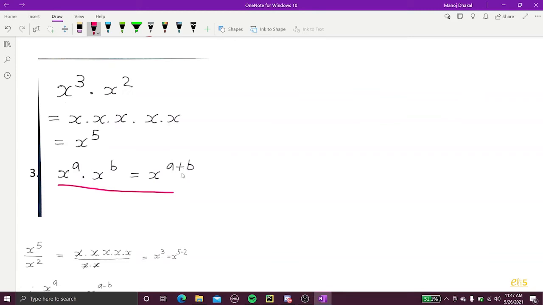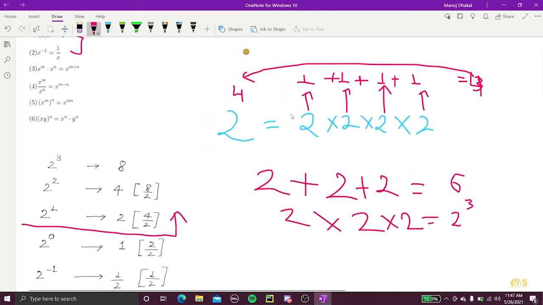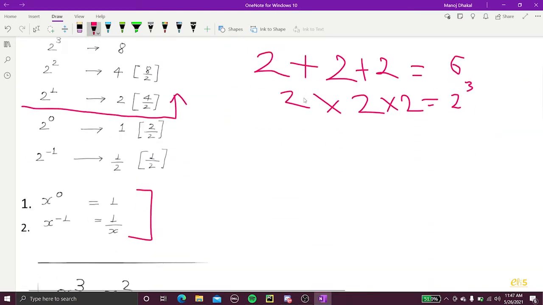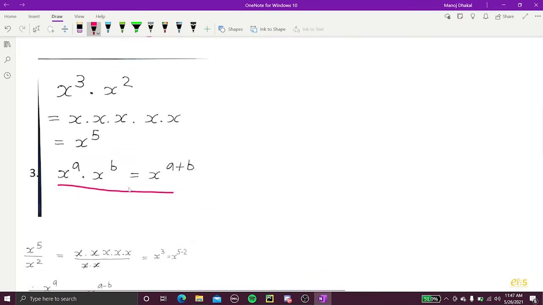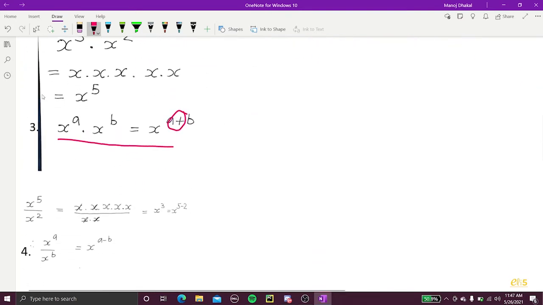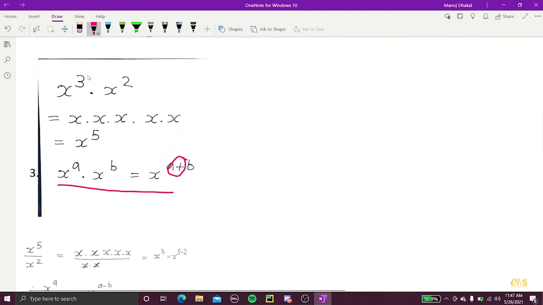But now, since I already told you how exponentiation is just repeated multiplication, I think it's going to be very easy to see where this plus comes from. I think it's really interesting now that we've defined exponents in such a way, right? So if there is x to the power 3 and it has been multiplied with x to the power 2, I already told you how x to the power 3 is x multiplied 3 times, and x to the power 2 is x multiplied 2 times.